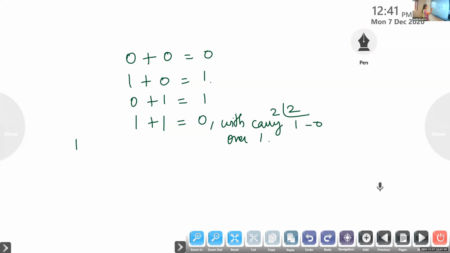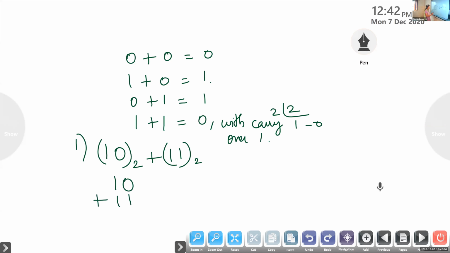Okay, for example, suppose the question is 10 to the base 2 plus 11 to the base 2. You want to add these two numbers. Now apply the rule. What is 0 plus 1? 1. What is 1 plus 1? 0 with a carry over 1. Here no number is there, so you can write the carry over as 1. So it is 101 to the base 2. Is it okay? Here no number is there, so we write this carry over as such.